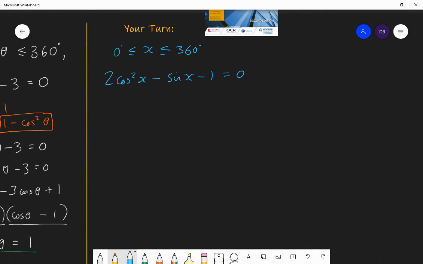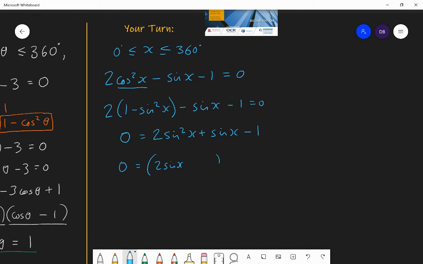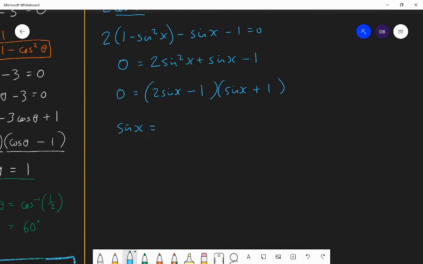All right, hopefully you've had a go. So the first thing is you replace cos squared x with 1 minus sine squared x. So that becomes 2 lots of 1 minus sine squared x, minus sine x, minus 1 equals 0. Expand, simplify, and make the sine squared x part positive. You get 0 equals 2 sine squared x plus sine x minus 1. If you've expanded, simplified, and rearranged the equation, that's what you should end up with. At this point, you can factorize. So it becomes 2 sine x as the start of one bracket, sine x as the start of the other bracket. And it's 2 sine x minus 1 and sine x plus 1. So therefore, sine x is either equal to a half or sine x is equal to minus 1.